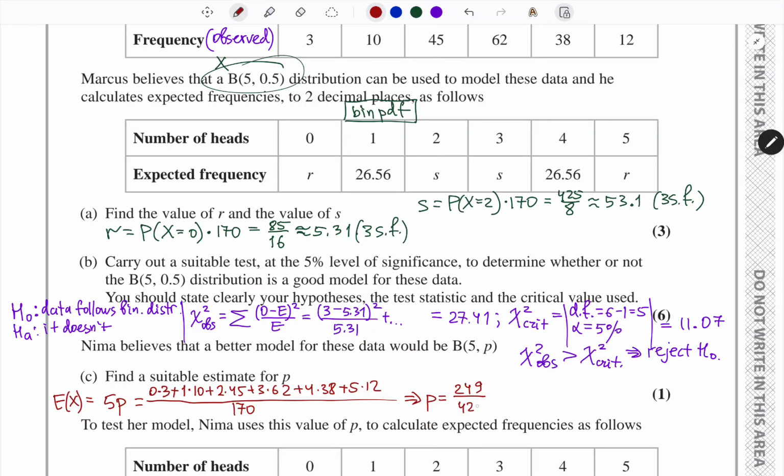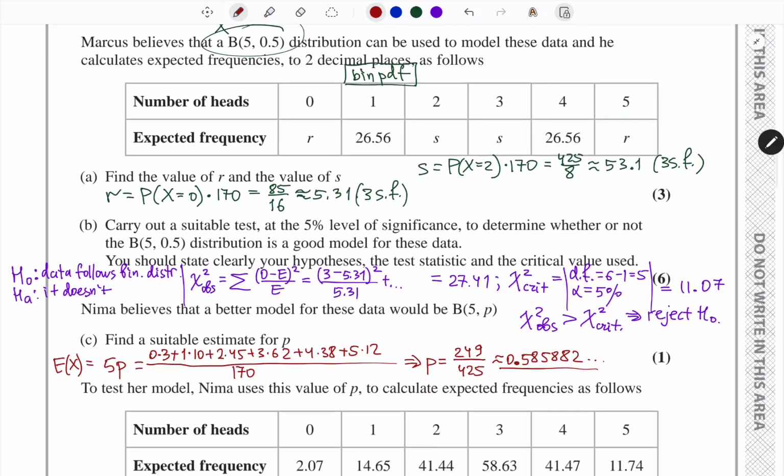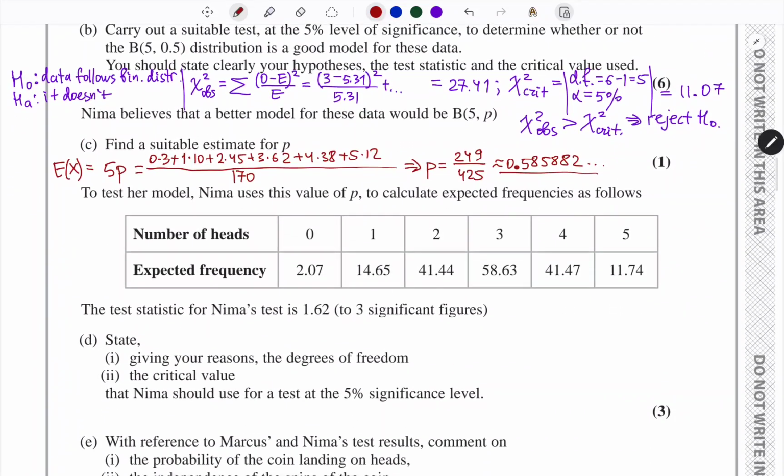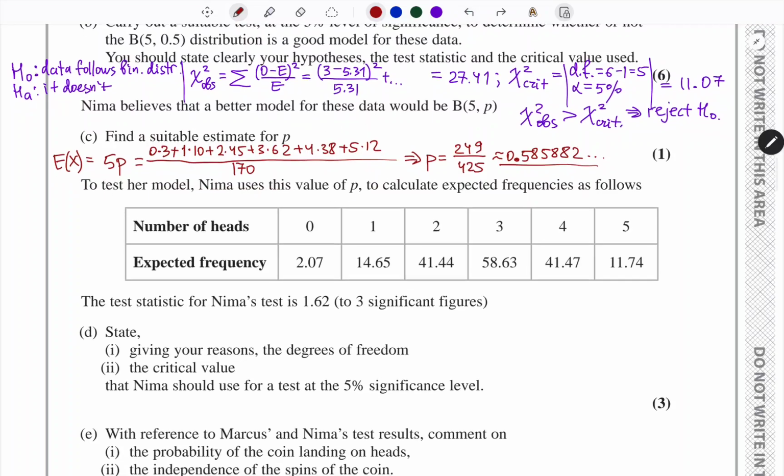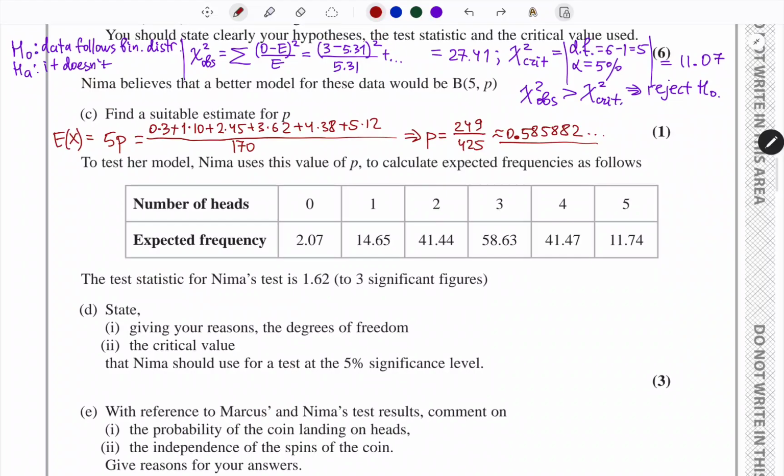So p is equal to, I used my calculator again, 249 divided by 425, or 0.5882. More digits, more figures. That's it. So this is an estimate for p. The estimation came from these two methods of finding the expected value of X: one, the theoretical np formula for binomial distribution, and two, based on the sample data. To test her model, Nima uses this value of p to calculate expected frequencies as follows.